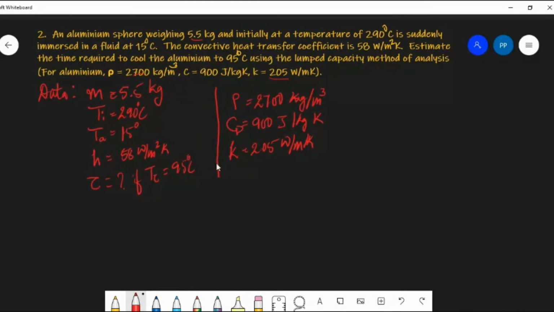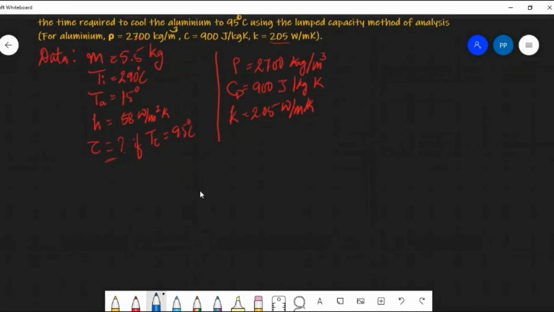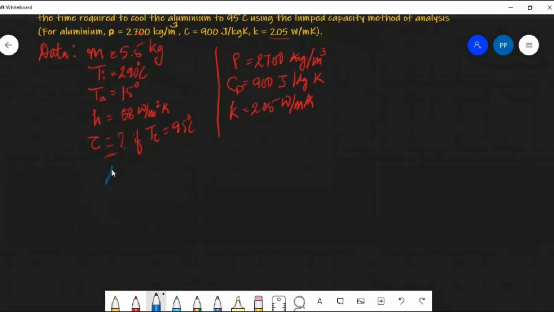Okay, so now these are the data given. We need to find the time, so now let us go for the solution. First, we need to calculate the characteristic length Lc. The Lc is given by R by 3 for a sphere. If it is R by 3, then we need the radius. That is nowhere mentioned here.